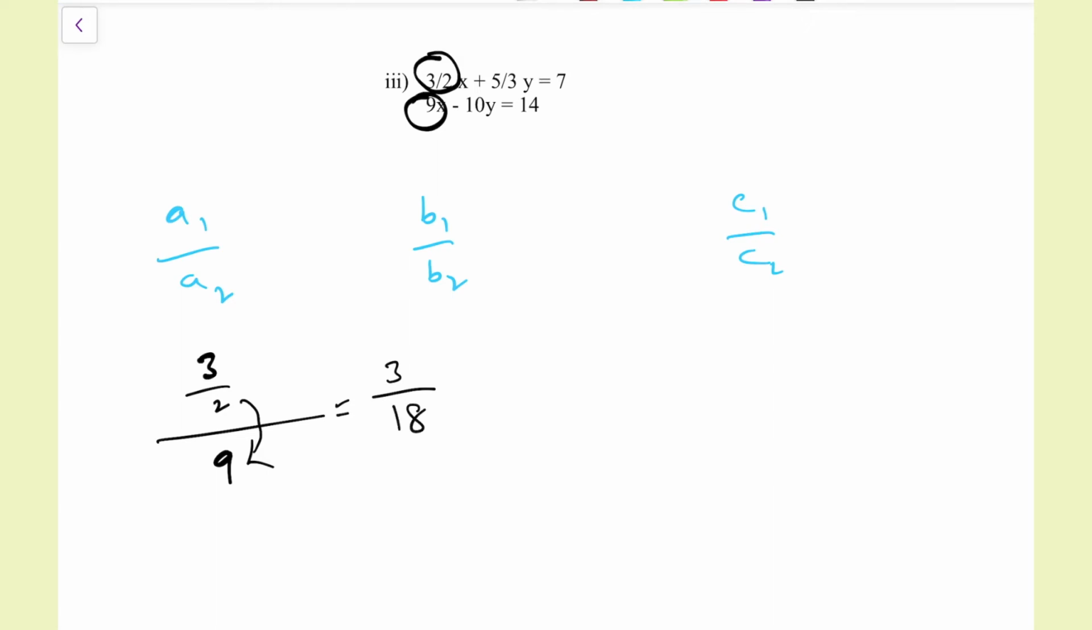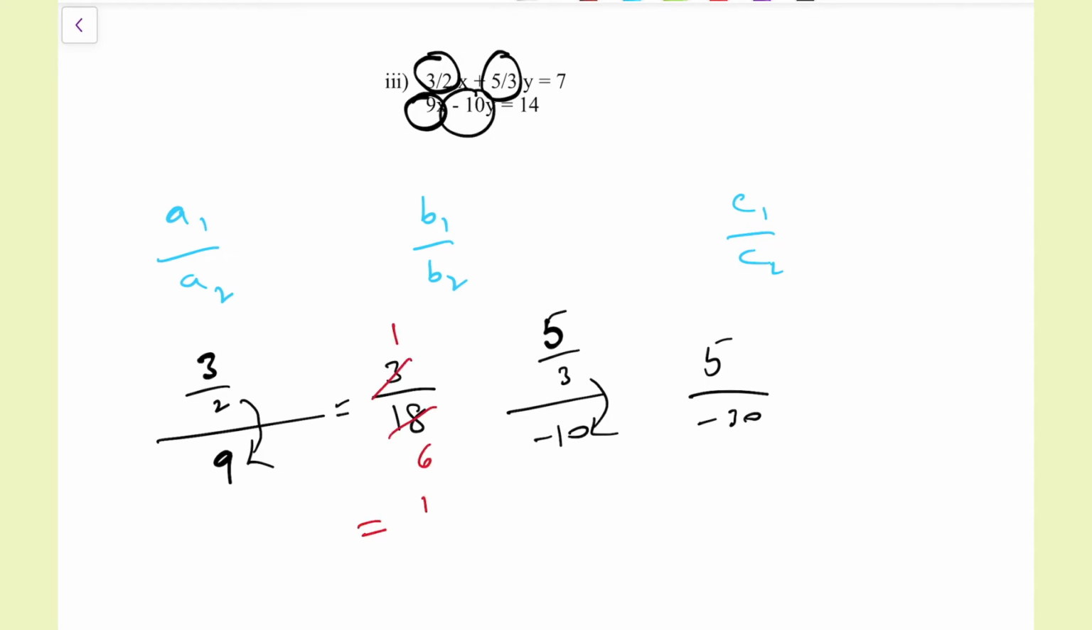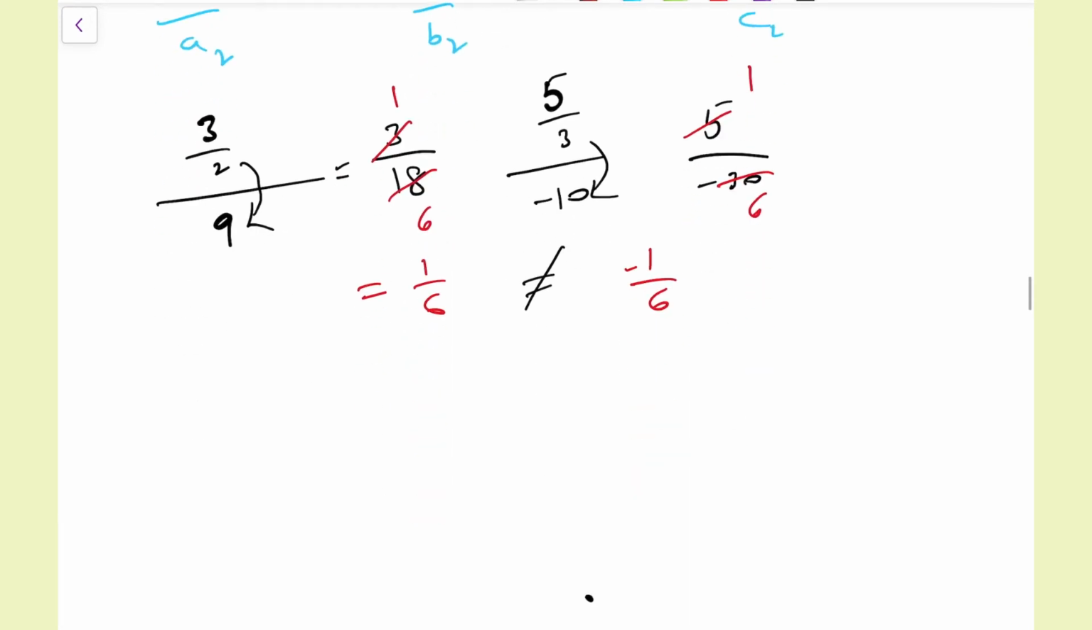Next b1 by b2. This is 5 by 3 divided by minus 10. This 3 will come down, so it becomes 5 by minus 30. Now if we simplify, 3 ones are 3, 3 sixes are 18, so it is 1 by 6. 5 ones are 5, 5 sixes are 30, so this is minus 1 by 6, or 1 by minus 6, both are same. Easily we can say that 1 by 6 and minus 1 by 6 are not equal. So a1 by a2 is not equal to b1 by b2.